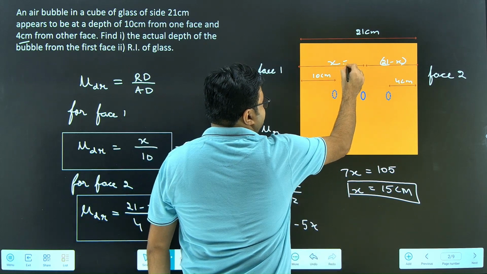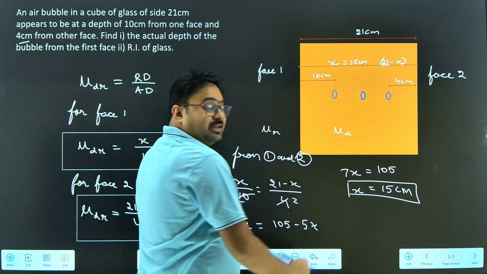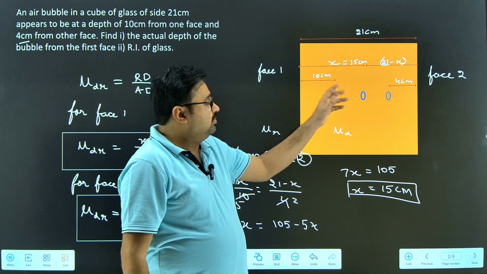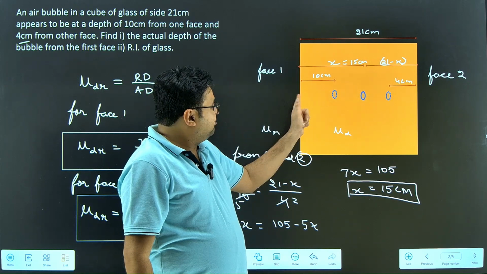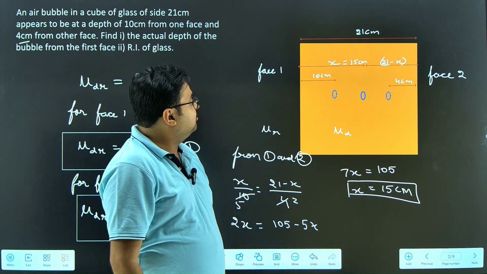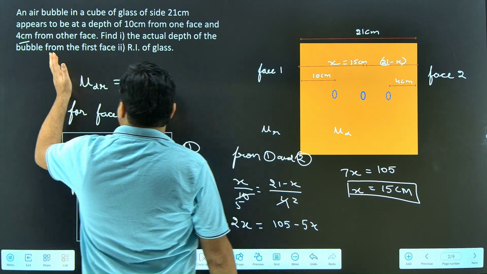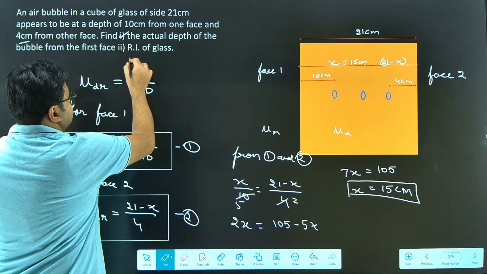So x, my dear friends, is 15 centimeter, which simply means that the real depth, the actual depth of the bubble from the first phase is 15 centimeter. Going further, we also have to find the refractive index. I think we have answered the first question.